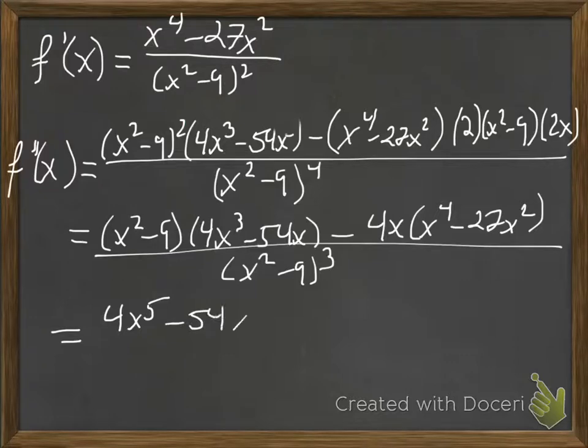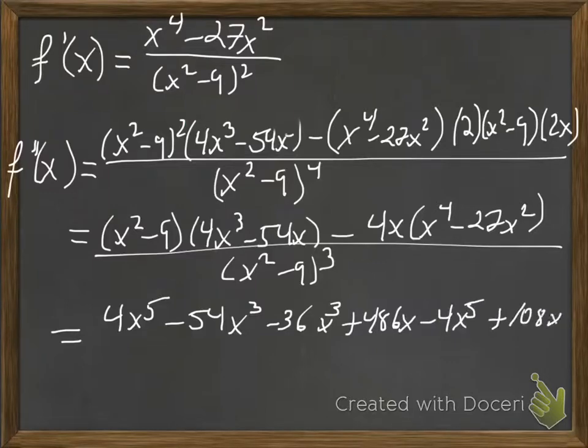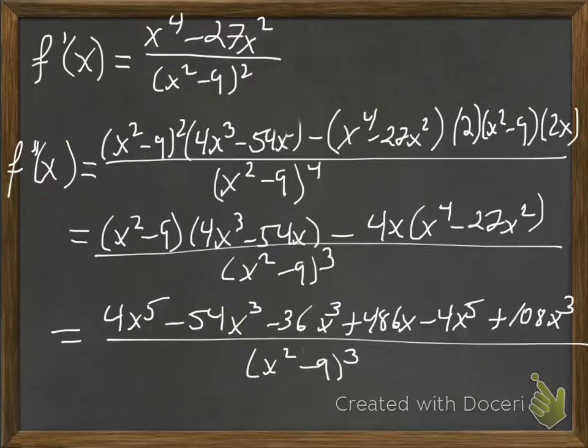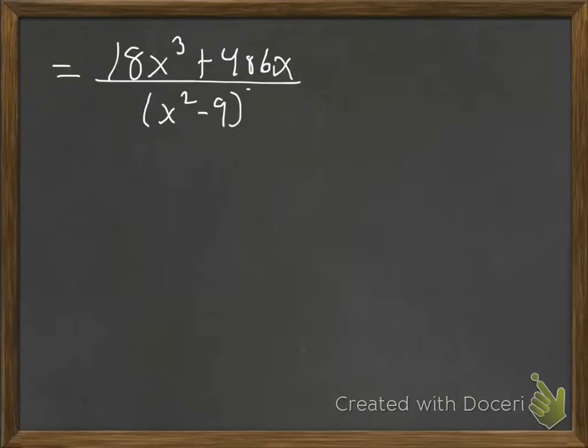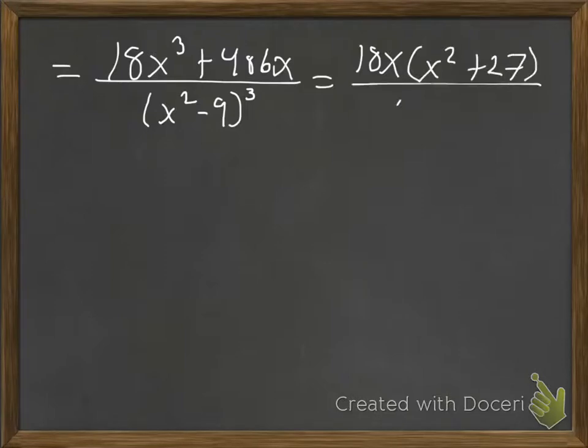Some nice things are going to happen, and you'll only be left with a cube term and, I think, an x term. So everything else is going to cancel or combine. And that's all over this x squared minus 9 to the 3rd power. Okay, so we'll move on to the next slide. So what's left is 18x cubed plus 486x all over x squared minus 9 quantity cubed. There's an 18x as a GCF, so we'll go ahead and factor that out. And then we'll talk about concavity.